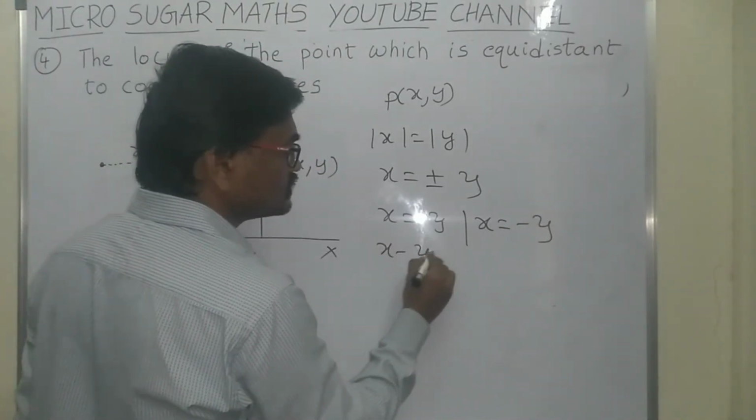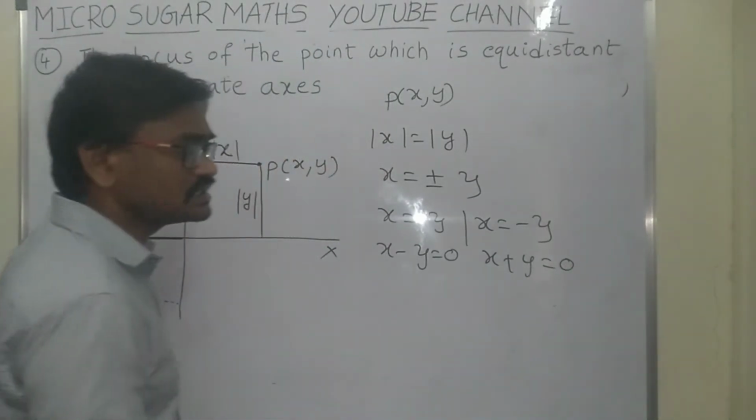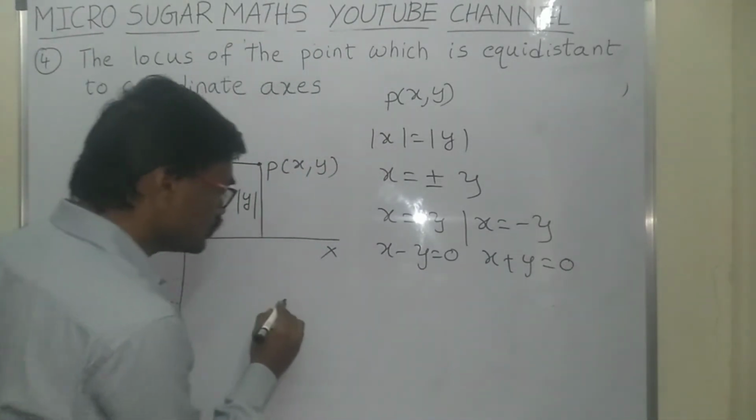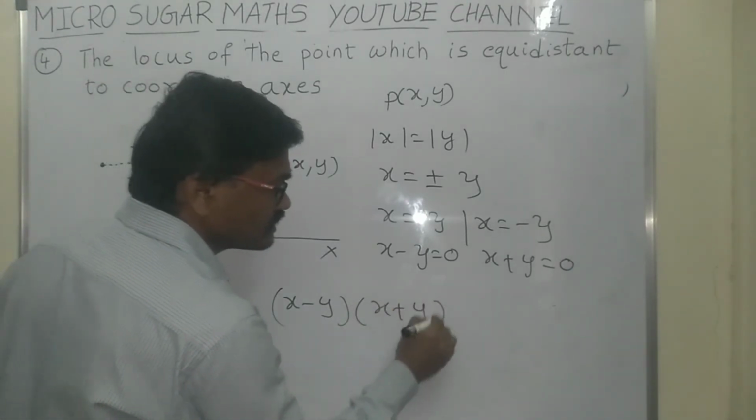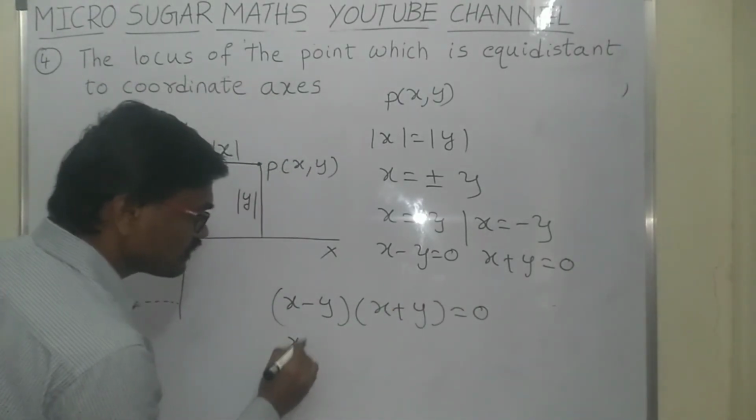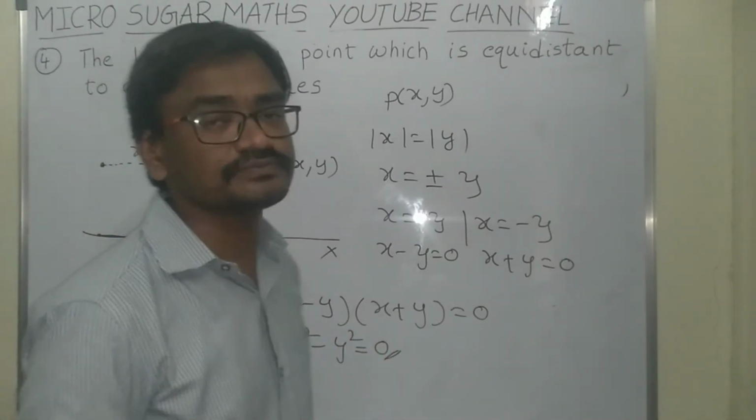x minus y is equal to 0. x plus y is equal to 0. Our required locus is the product of these two equations, that is (x minus y) into (x plus y) is equal to 0. x square minus y square is equal to 0, our required locus.